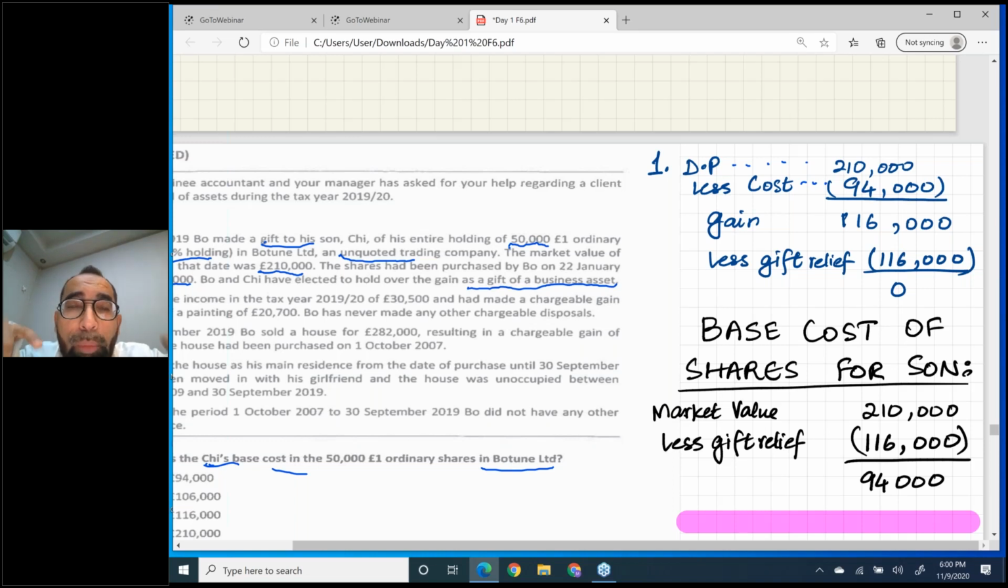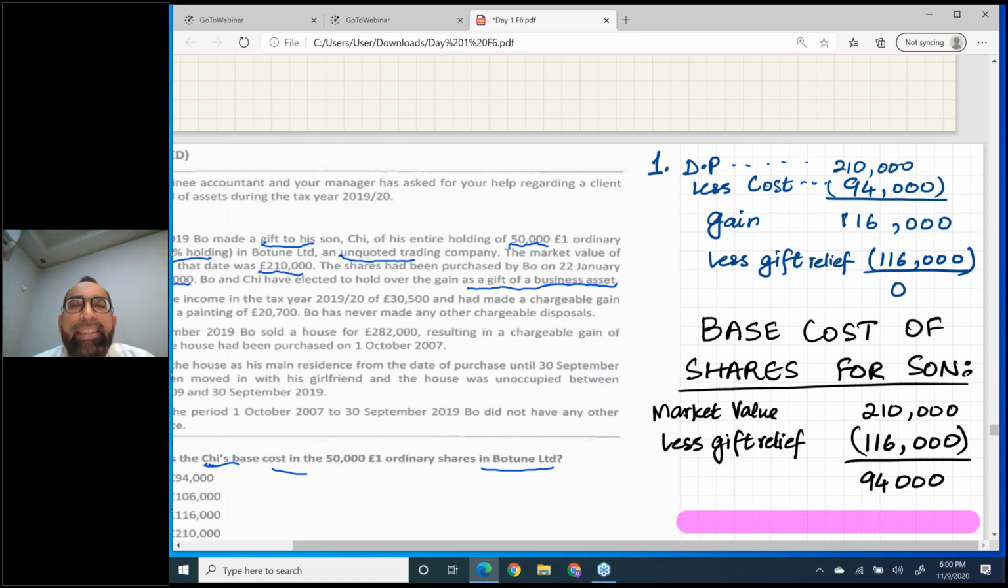Now listen, as the complete transaction is a gift, there is no consideration in requirement number one. That means this is a complete gift. That's why complete gift relief can be claimed, and they have already elected for gift relief. So right now, we have deducted the gift relief. Now, the chargeable gain for dad is zero.